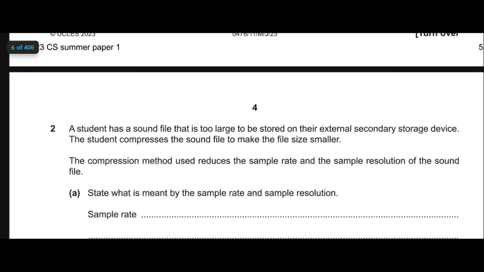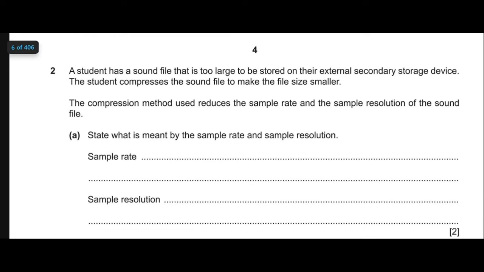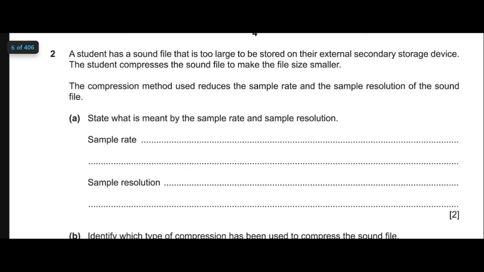Okay, a student has a sound file that is too large to be stored on their external storage device. The student compressed the sound file to make the file size smaller. The compression method used reduces the sample rate and the sample resolution of the sound file. State what is meant by the sample rate and the sample resolution. Okay, so you have the definitions in the book. So what is sample rate? Sample rate is the number of samples taken in 1 second.